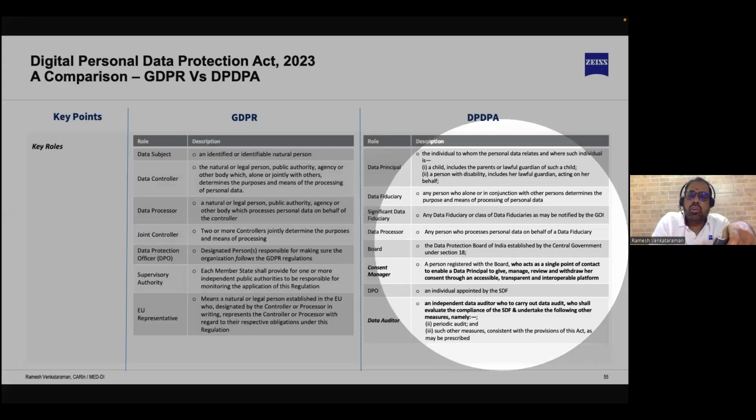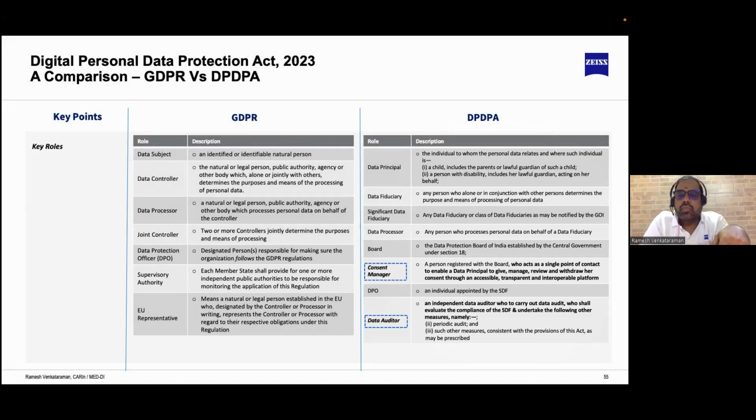Then we have a board, the Data Protection Board of India, and we have a consent manager, where I have marked it here. If you see, right, consent manager and data auditor, a unique concept of ours. Who is a consent manager? An organization or a person who is going to be registered with the board, obviously. That means, again, it's going to be a process.